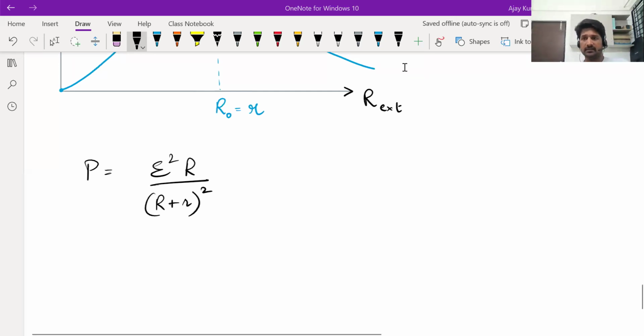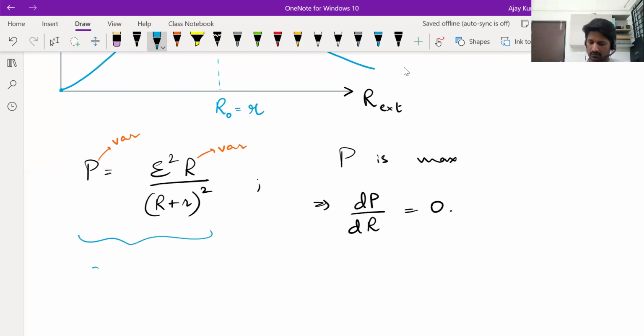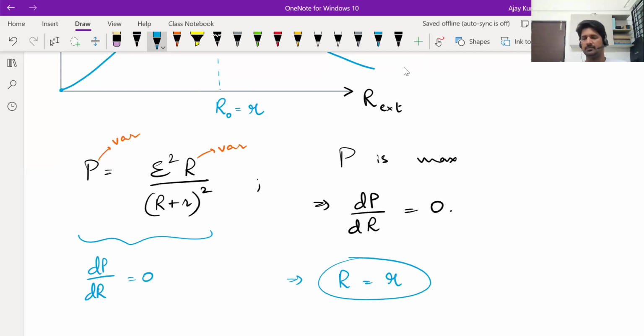We want to find out the resistance capital R for which power will be maximum. So capital R will be treated as a variable. Accordingly, power will also be a variable. And we want power to be maximum. Power is maximum means derivative of power with respect to resistance should be 0. That's all. You differentiate this function and you equate it to 0, and then you solve for R. You will see that capital R should be equal to small r. Only then that derivative is going to be 0. So if capital R is small r, the power dissipated by it will be maximum.